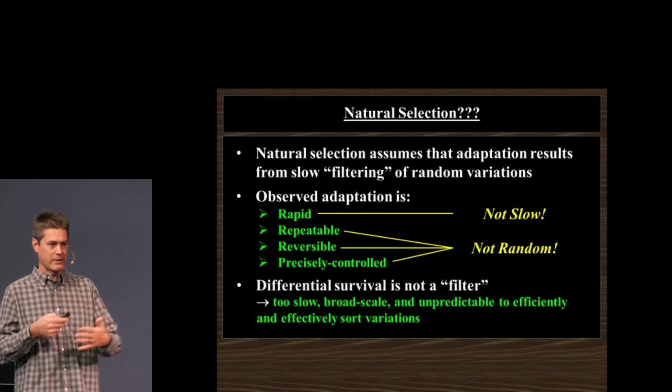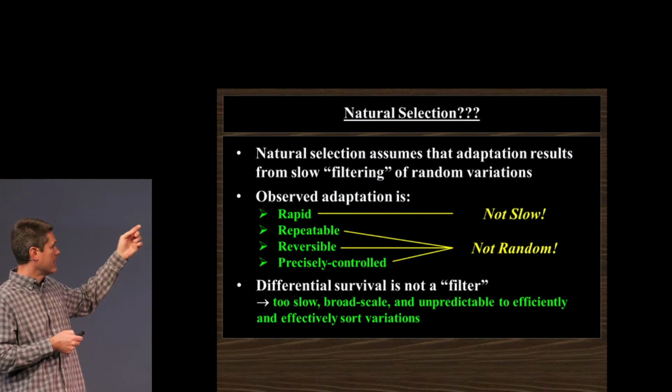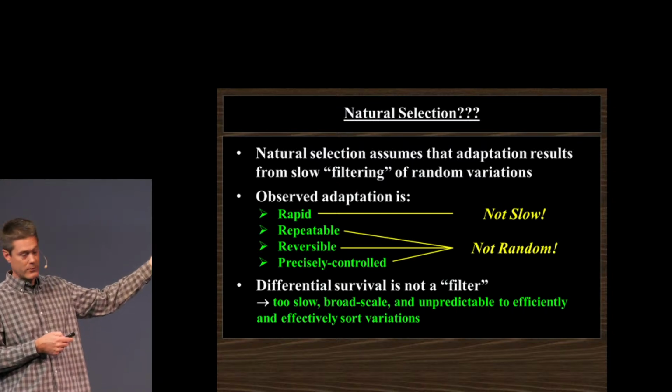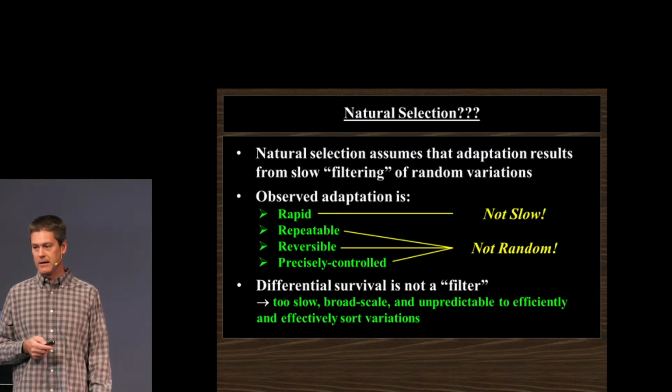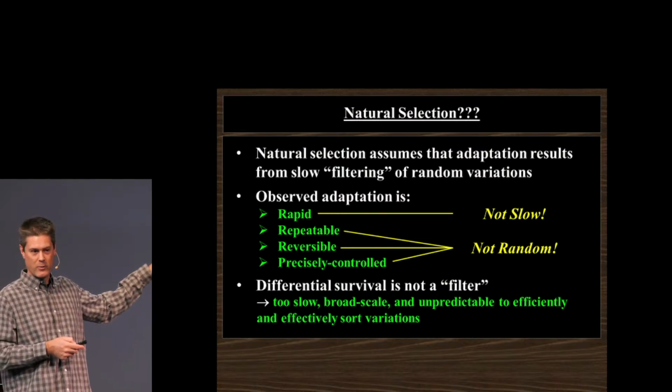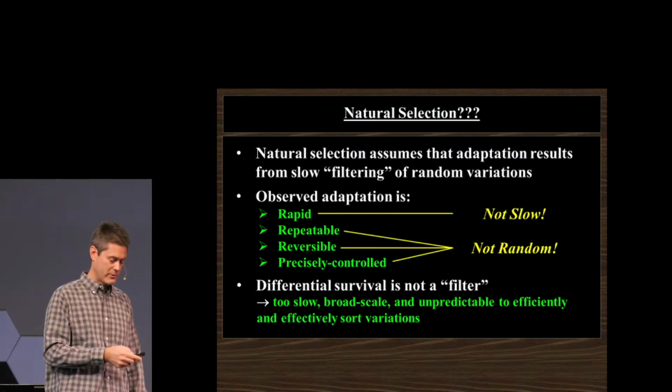So the conclusion was that differential survival, which is natural selection, is what they mean. Some things survive, some things don't. There's differential survival. It's not really a filter. It's too slow, it's too broad scale, it's too unpredictable, and it just can't efficiently and effectively sort variations. And again, I'm not going to dwell on this. If you want more detail about that, the presentation from 5 years ago is back at the book table.